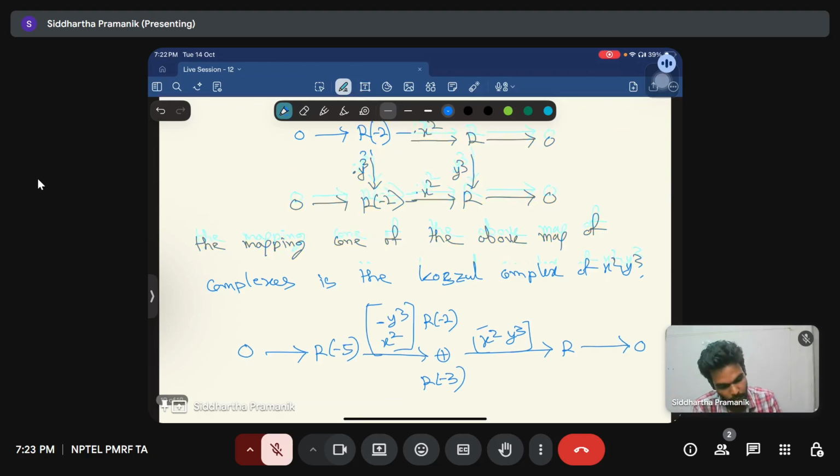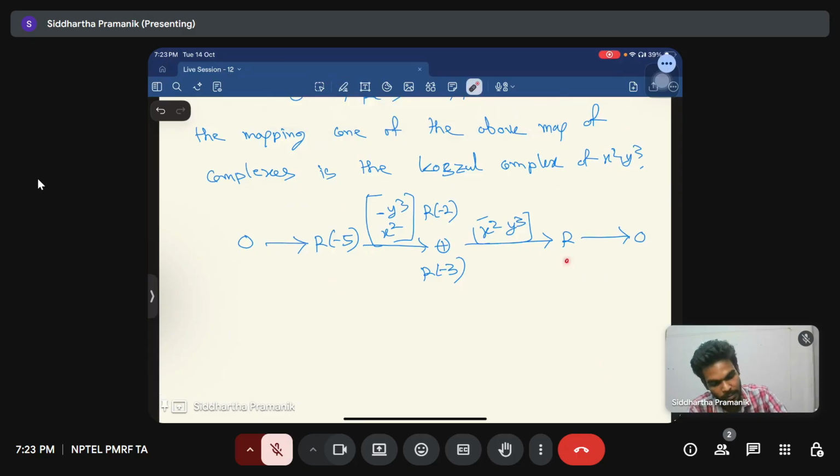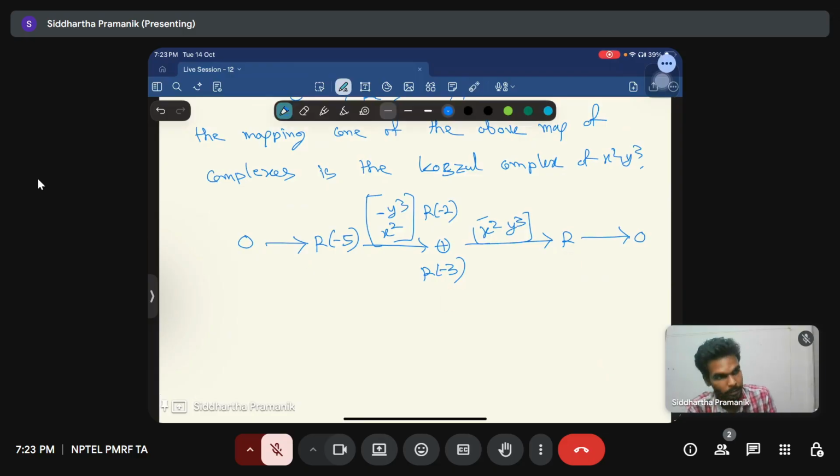So this is the causal complex, or this is the pre-resolution. So this is the 0, this is the first slot, this is the second. So what will be the regularity? So this is the 0th position, this is the first one, this is the second.